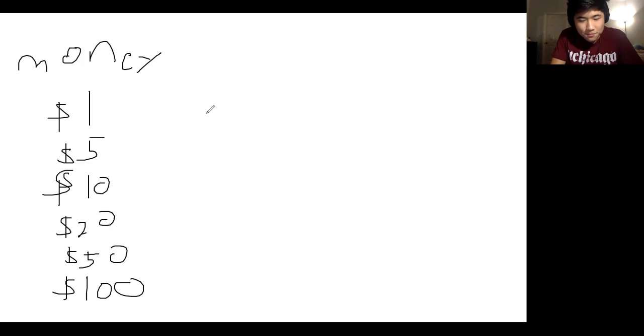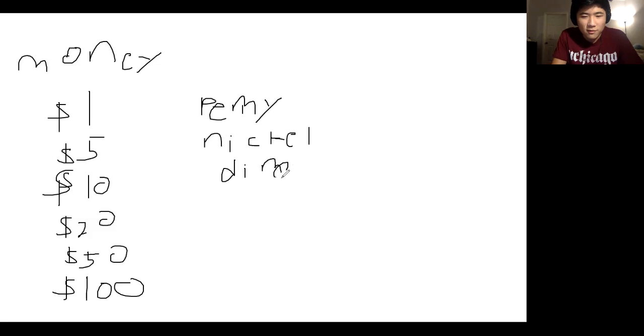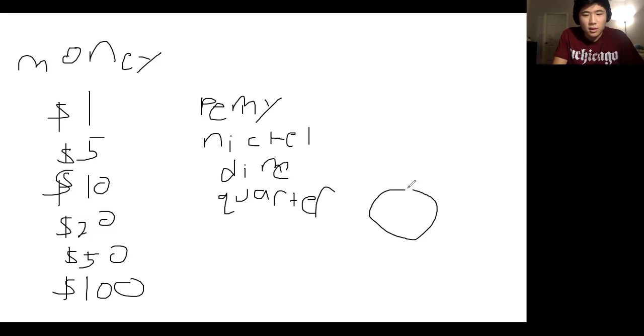For coins, we have the penny, we have the nickel, we have the dime, and we have the quarter. We also have a 50-cent piece, but we won't talk about that right now. So the quarter is the biggest one. The dime is the smallest one. The penny is the second smallest, and then the nickel is the second biggest.